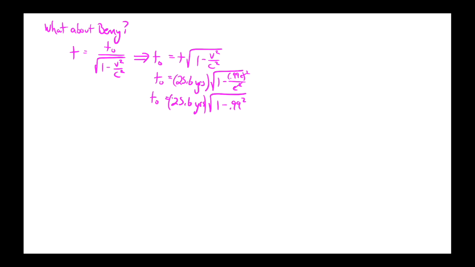Proper time, you have to figure out which person is experiencing the events in the same place, and then set up the entire problem around that. The person who's not moving in this problem is Jenny. She just says, that happened and that happened. There's nothing weird going on for her. But Benny lives inside the moving clock. What's 25.6 times the square root of 1 minus 0.99 squared?